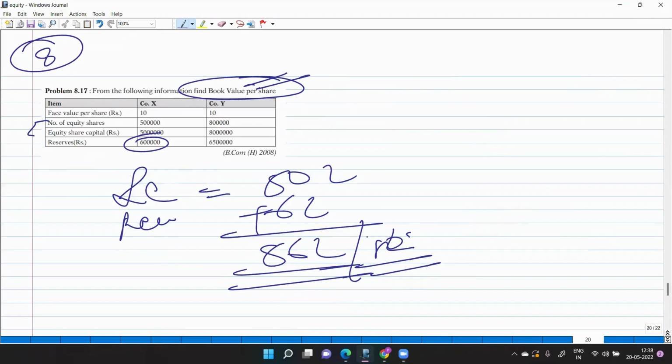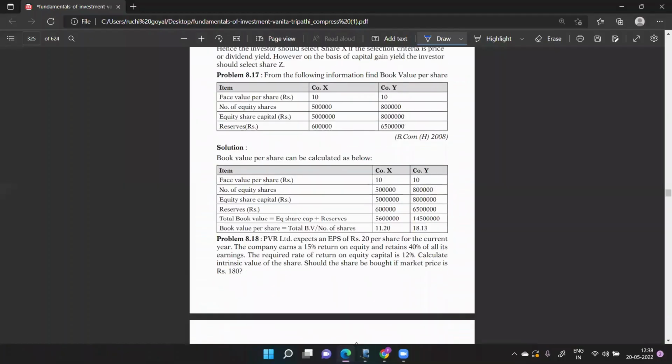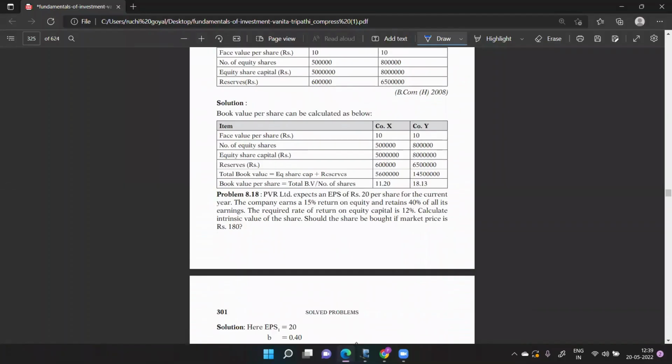ठीक है, तो बुक वैल्यू पर शेयर कैसे आ गई? Total book value upon the number of shares for company X. So 56 lakh divided by 5 lakh according to me. Let's check. Total book value कैसे आ गई? Equity share capital plus reserves, that is 56 lakh. पर शेयर निकालना होगा तो डिवाइडेड बाय नंबर ऑफ शेयर्स कर दूंगे, ठीक है.